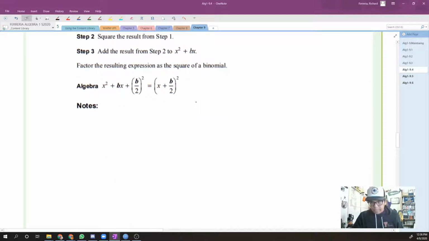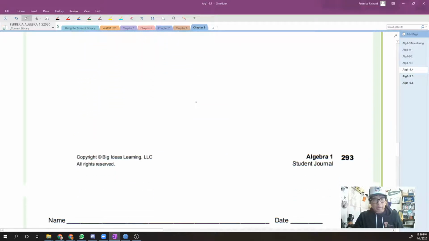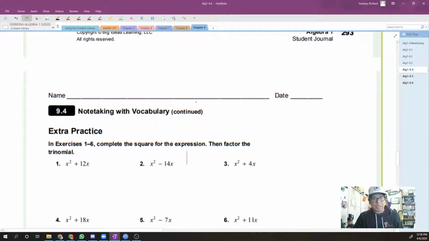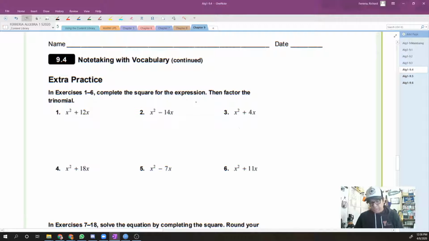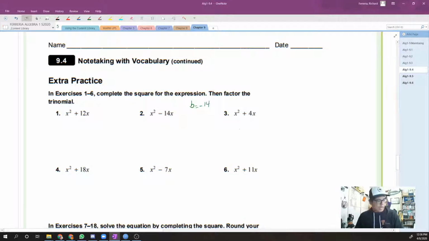Moving on, we are looking at a few exercises that are just completing the square. So let's take a look at number 2 first. Your first job in completing the square, and I like to do this first part off to the side of the problem, is to figure out what b is. B is the number attached to the linear term. So I'm getting b is equal to negative 14.